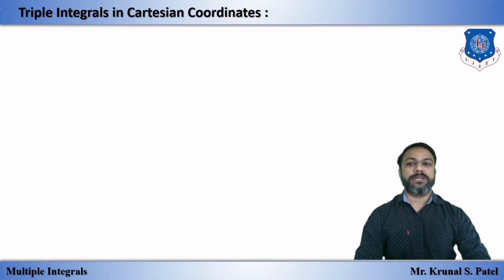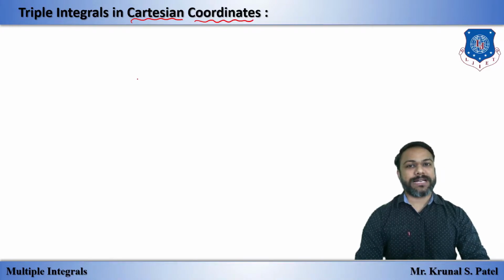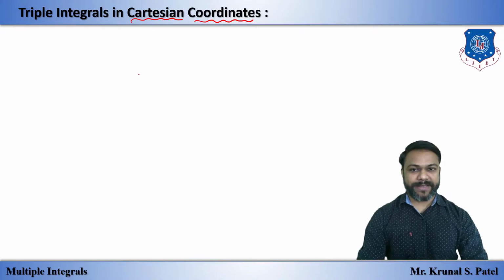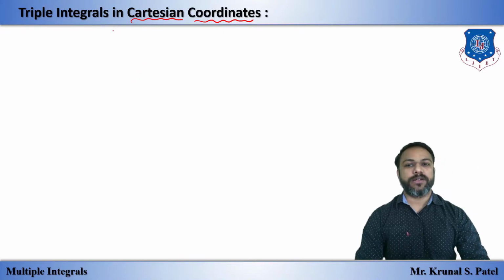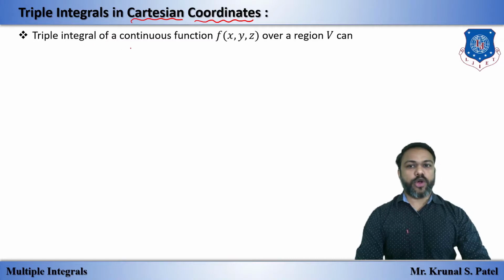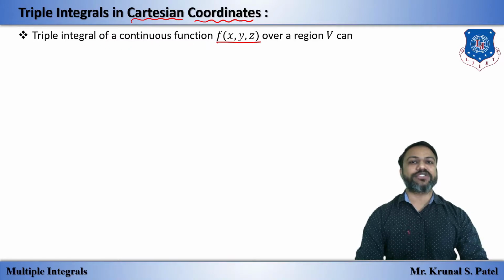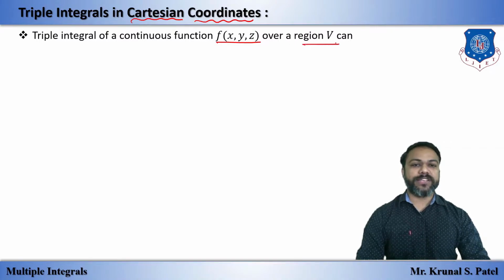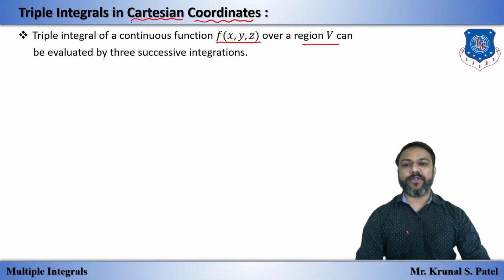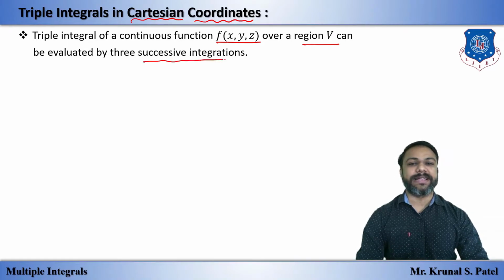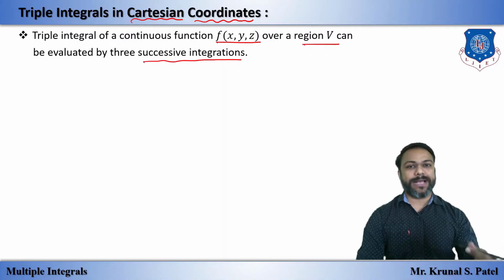Okay. So first, the triple integral in Cartesian coordinate system. What is Cartesian coordinate and how can we solve a triple integral in Cartesian? Let's have a look at the topic. The triple integral of a continuous function f of x comma y comma z. Now we have three variables x, y and z, over the region capital V, can be evaluated by three successive integrations. That means with respect to x, with respect to y and with respect to z. And the order of this x, y and z may vary according to the examples.